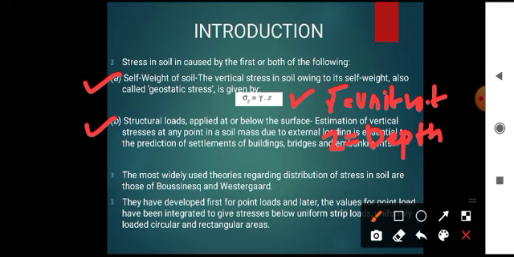However, in major applications in soil mechanics, we will be dealing with structural loads. In calculating the settlement caused by the stresses under the structure, that has to be calculated in a very accurate manner.